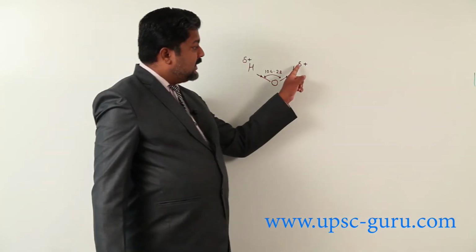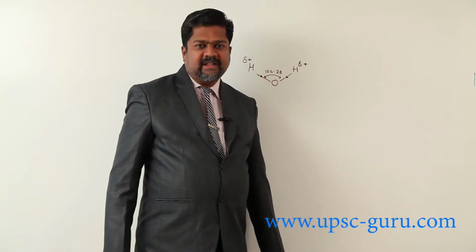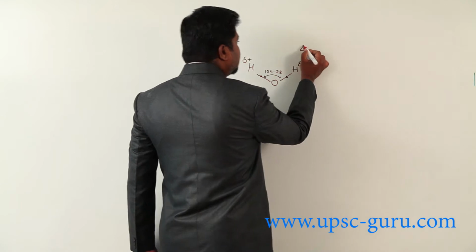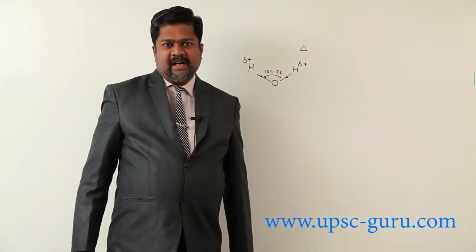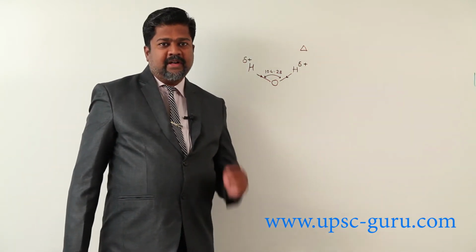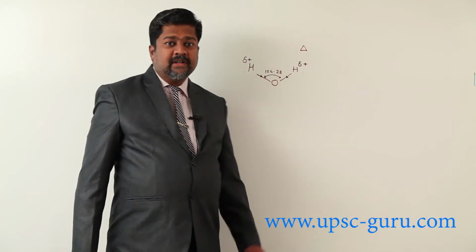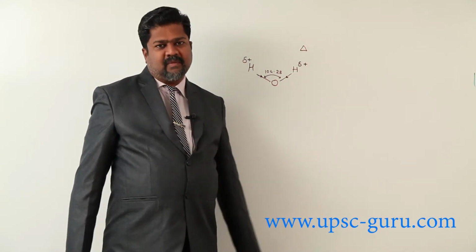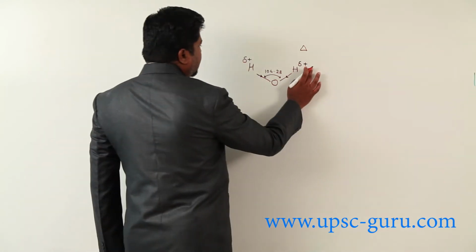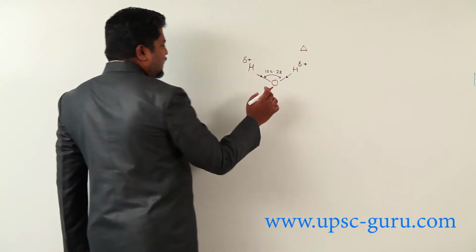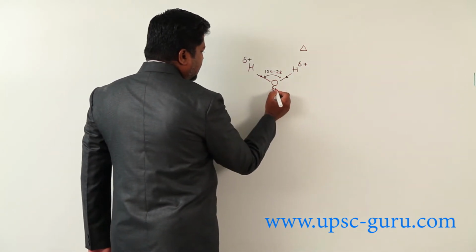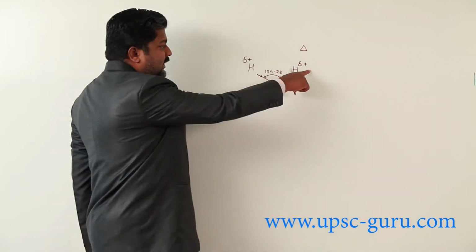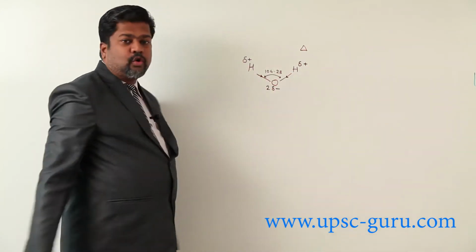Keep in mind, this letter in Greek is pronounced delta. This is small delta, whereas this is capital delta in the Greek language. That's why, as you are aware, in geography we use the word delta land. That is triangle-shaped land, but that delta is capital, whereas this delta is small. So this is delta plus and delta plus, whereas oxygen will acquire a negative charge, so it is indicated as delta minus.